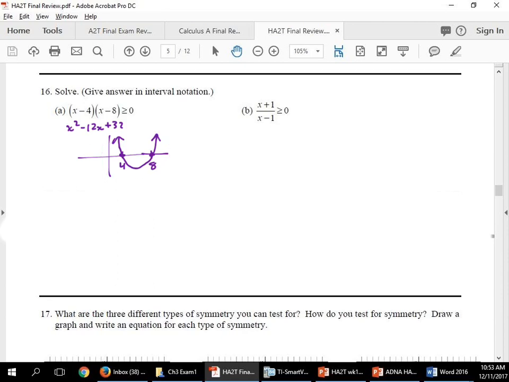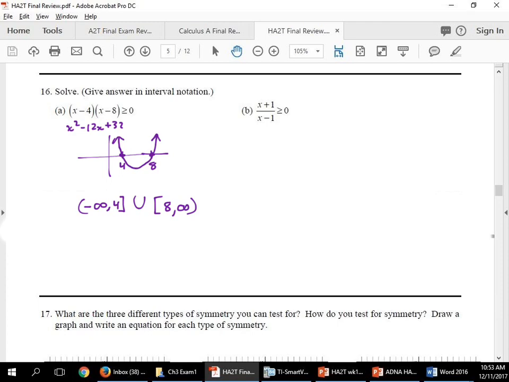So where is this function greater than or equal to 0? All the numbers over here and all the x numbers over here. Because that's where the function is greater than 0. That's where this function is above the x-axis. So I'm going to write from negative infinity to 4. And I'm going to include the 4 because it's on the x-axis right there. And then from 8, I got to include the 8, to positive infinity. So that's the answer for that one. It's with brackets.